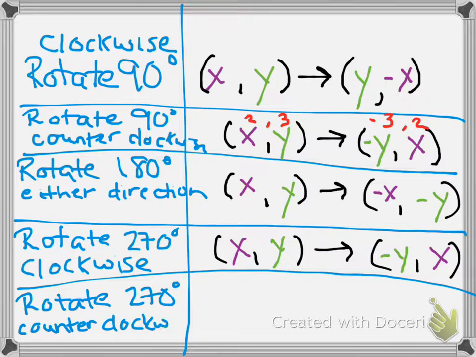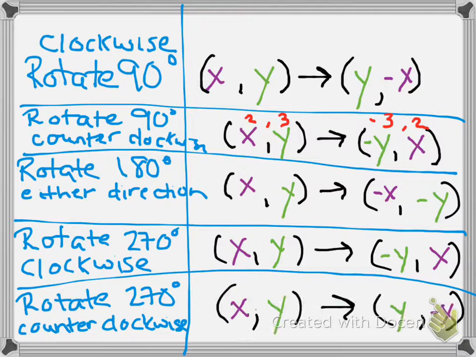Alright, and we have one more left. Rotate 270 degrees counterclockwise. Okay, so the last one that we are doing is rotate 270 degrees counterclockwise. If we start with our x and y value, then after the rotation, our y value is in the first spot and our x value is in the second spot, and it is the opposite sign from what it was. So if the x was negative, it's now positive. If it was positive, it's now negative.